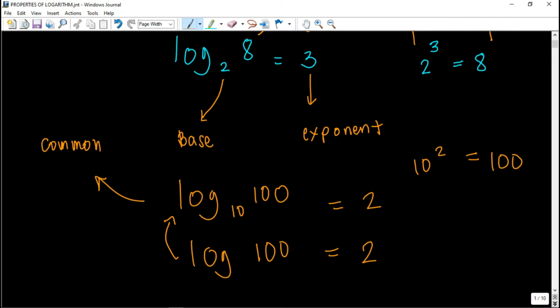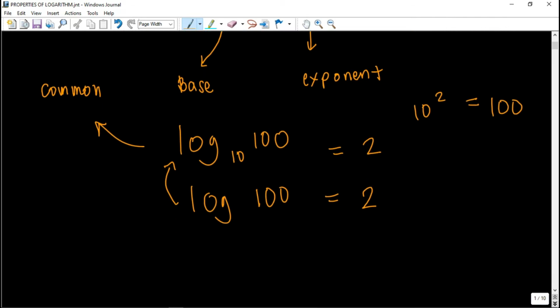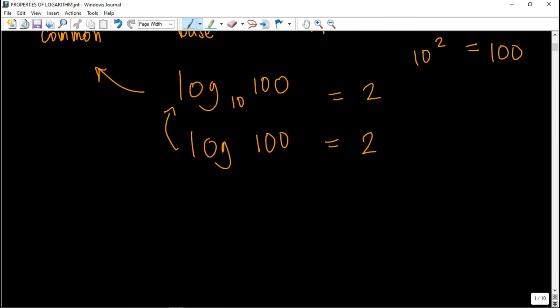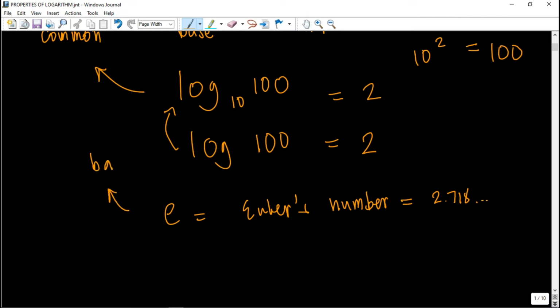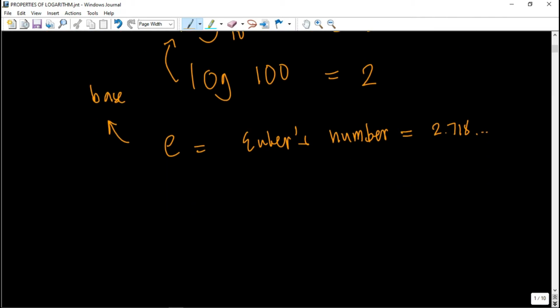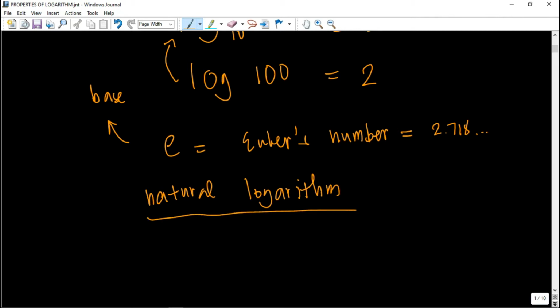Okay, so here we go to the second type of logarithm, wherein our base is e, or Euler's number, which is approximately equal to 2.718. It has more digits that follow. This is an irrational number. So when Euler's number is our base, we call it the natural logarithm. So the notation is ln.